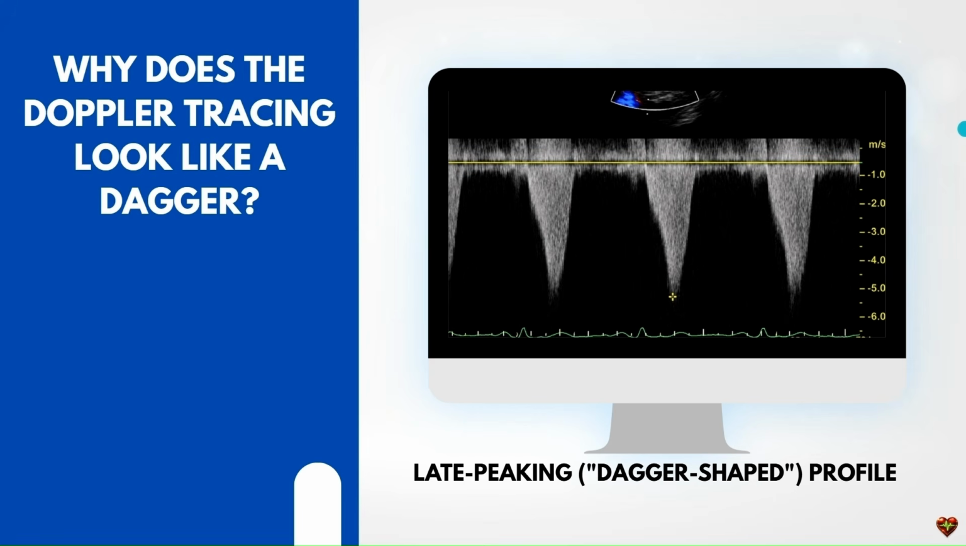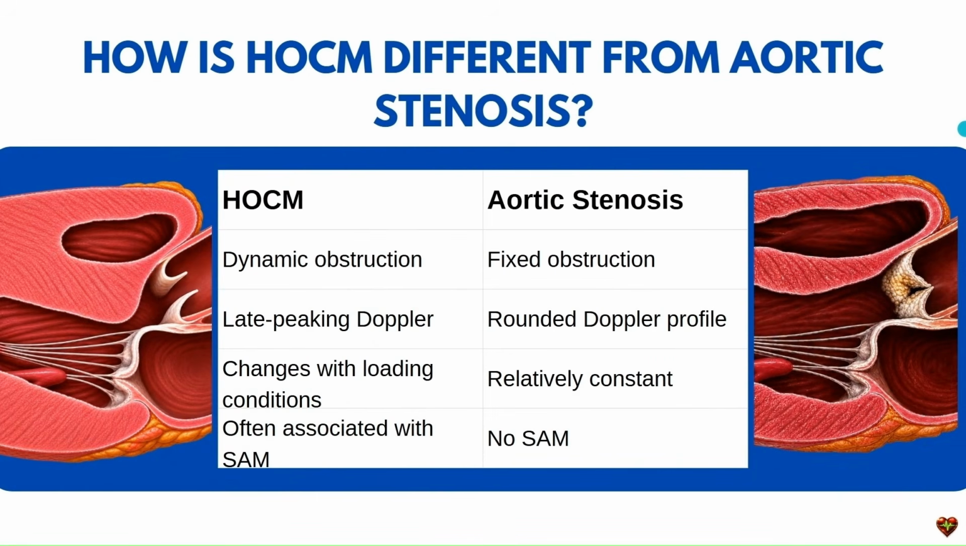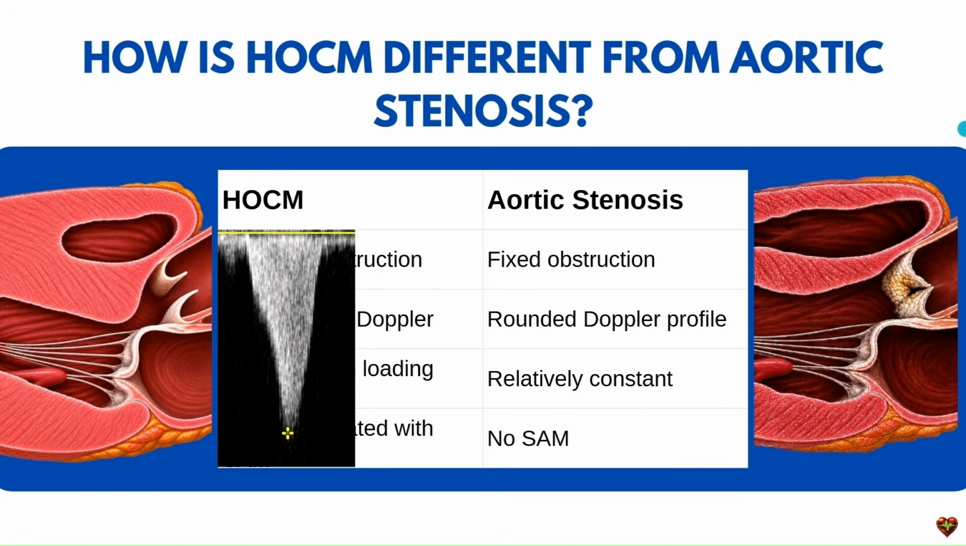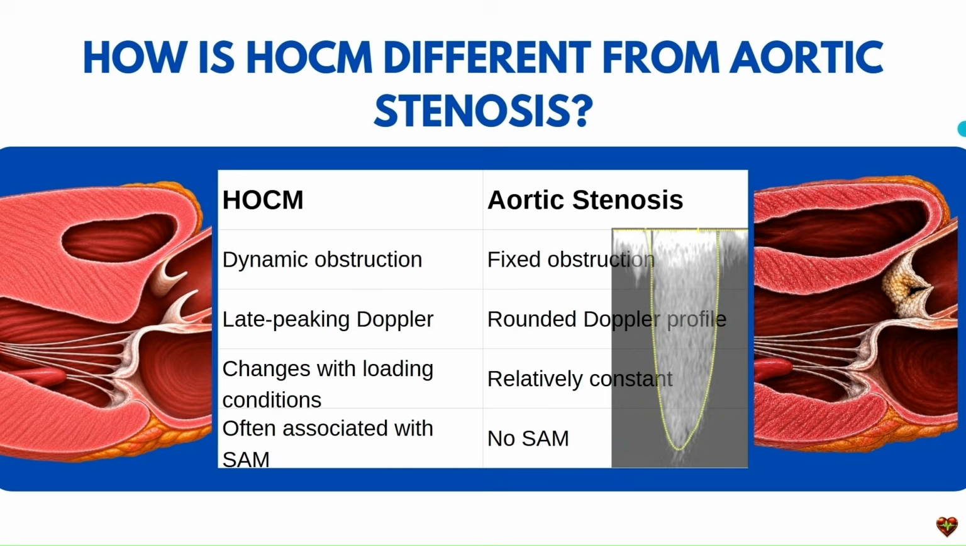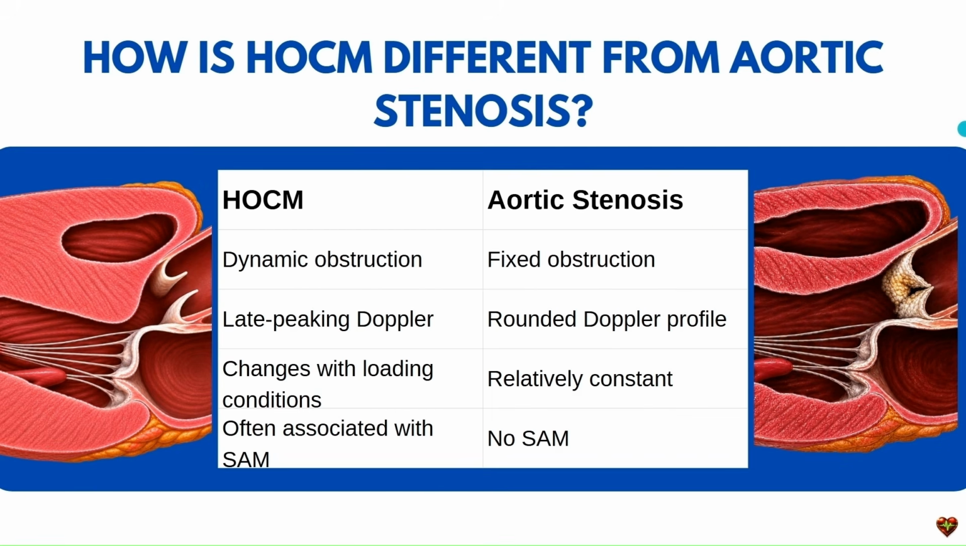How is this different from aortic stenosis? This is one of the most important comparisons you'll make in echocardiography. Both conditions can produce high velocities across the LVOT or aortic valve. The difference is in the mechanism. Aortic stenosis is a fixed obstruction caused by a narrowed valve. HOCM is a dynamic obstruction caused by changing anatomy during systole. That's why HOCM produces a dagger-shaped profile, while aortic stenosis produces a broader, more rounded envelope. When you learn to recognize these patterns, your confidence with Doppler interpretation increases dramatically.